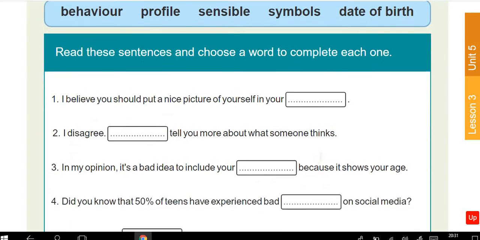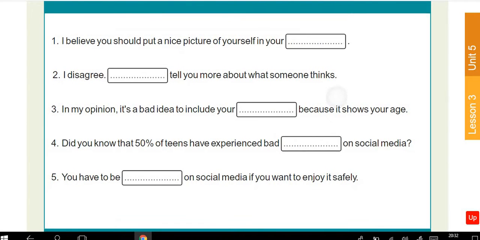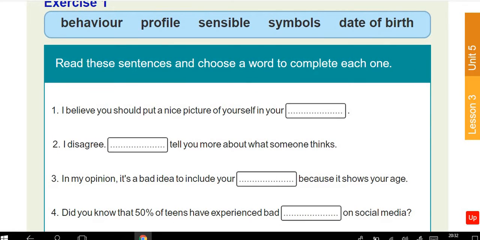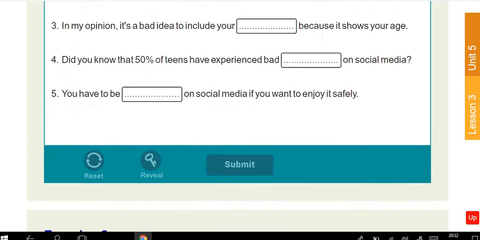Okay, now we have 5 sentences and we want to fill them with these words. These sentences we are going to listen to in the listening text. So you are going to listen and try to put the words in their place. Okay, let's go.